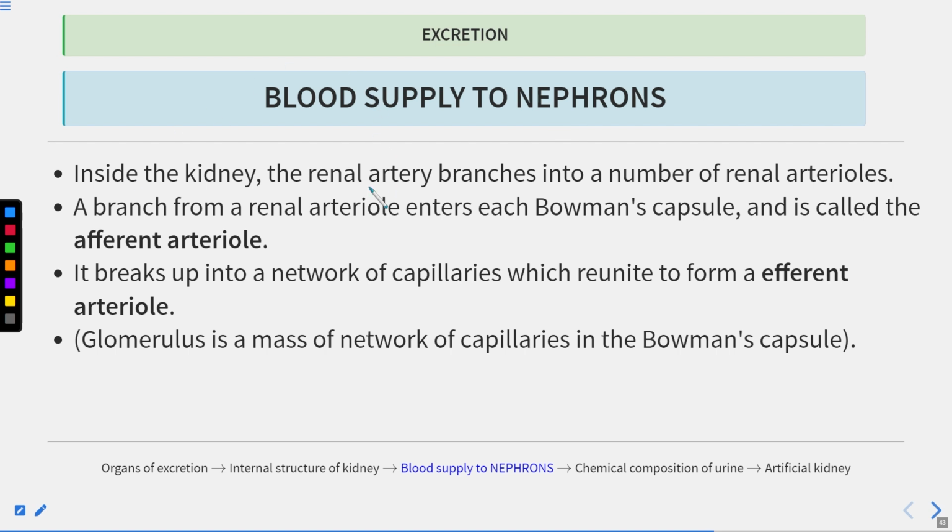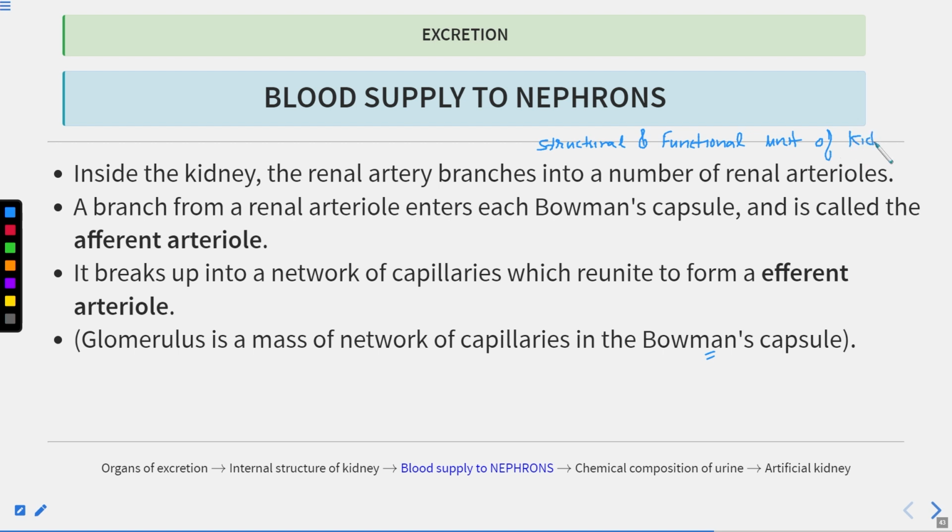So nephrons, what were nephrons? They are the structural and functional unit of the kidney. We have already discussed the structure of the nephron, which consists of the Bowman's capsule. We will again study the Bowman's capsule here. So first, nephrons. A gentle reminder again: nephrons are the structural and functional unit of the kidney.